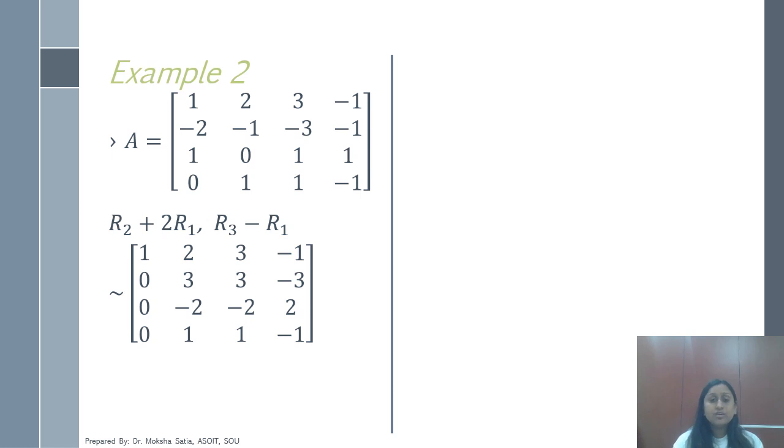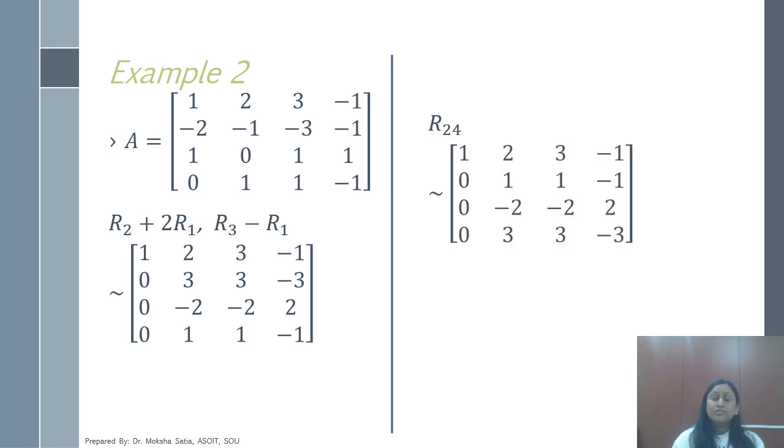Now the second row is our non-zero row. That's why we need a leading 1 there. To make that leading 1, we can interchange the second and fourth rows. That's why let's have the operation R2 and R4 interchanged, which makes the matrix like this. Now we have the leading 1 in the second row, which is in the second column.